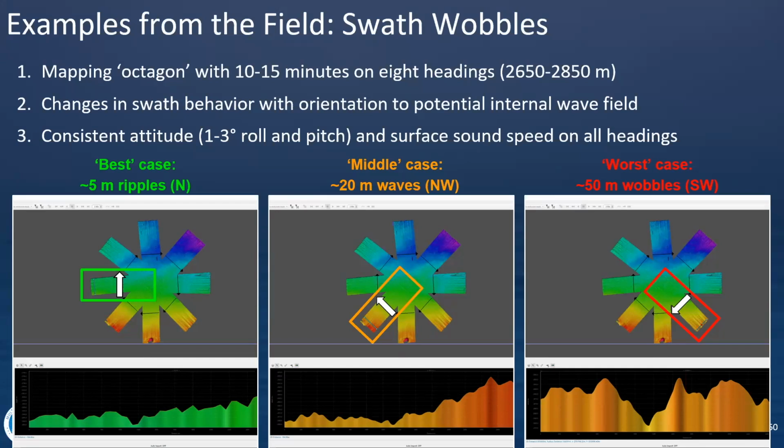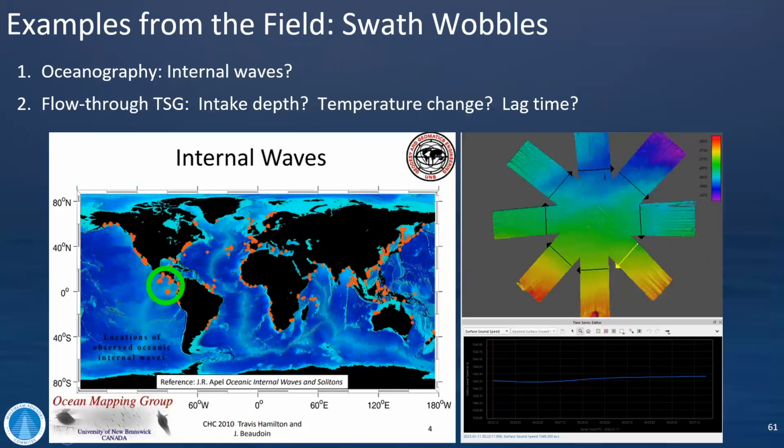So the only thing changing here was heading, and I think it's heading or orientation with respect to some internal wave field. So you think about crossing internal waves in one direction, it would have a certain impact on the swath. Cross it 45 degrees or 90 degrees off, and it would have a very different impact on the swath. And we think we saw that. This is deep water, almost 3,000 meters. The best case was 5 meter ripples on the outer swath, which is really manageable. Worst case was 50 meter wobbles, and nothing changed except orientation with respect to potentially this internal wave field.